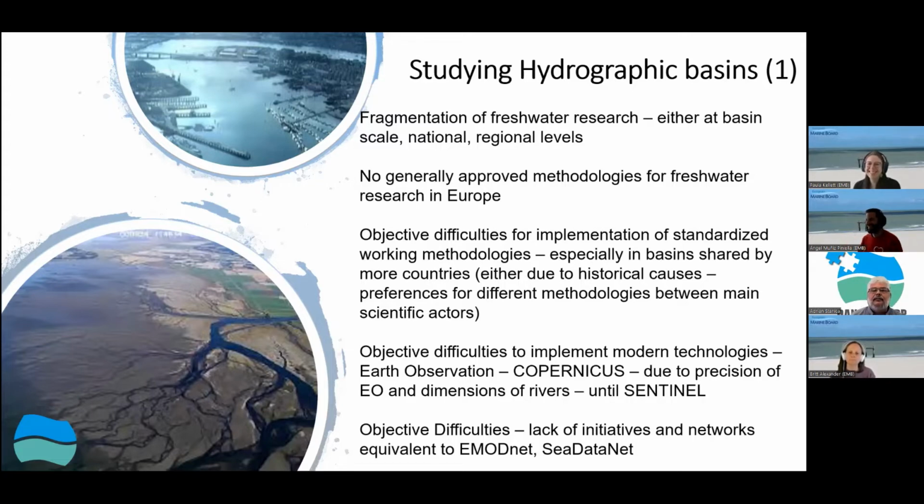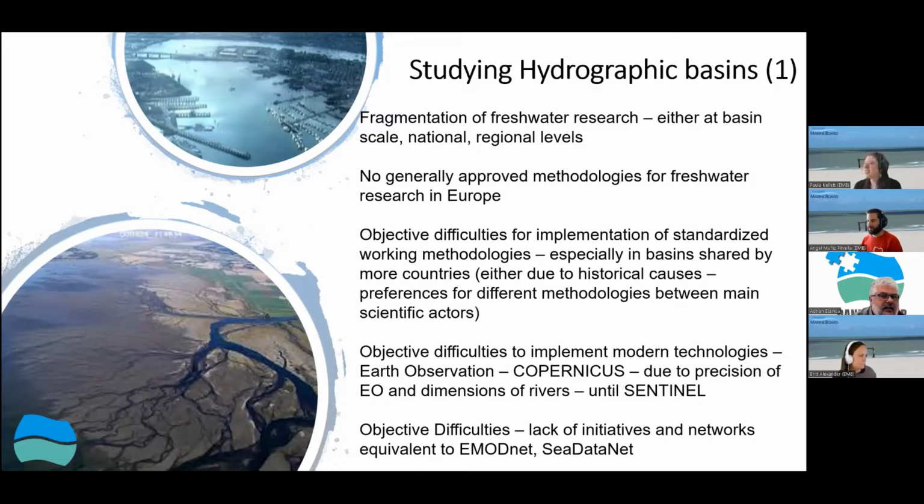There is a great fragmentation of freshwater research, probably also due to historical causes, because research of freshwater basins started a significant amount of time ago, and tradition is important. But I also think that sometimes tradition can become a brake on development. So freshwater research, we can consider it to be quite fragmented, either at basin scale or at national or regional levels.